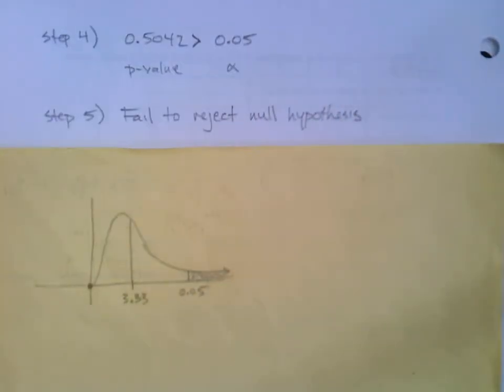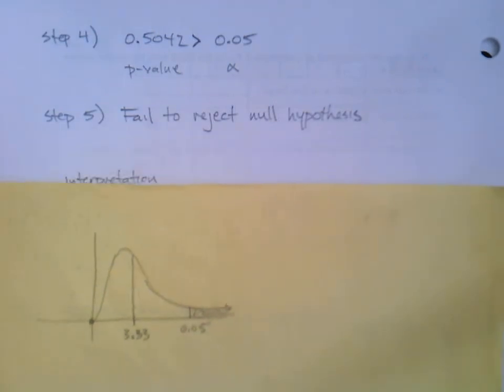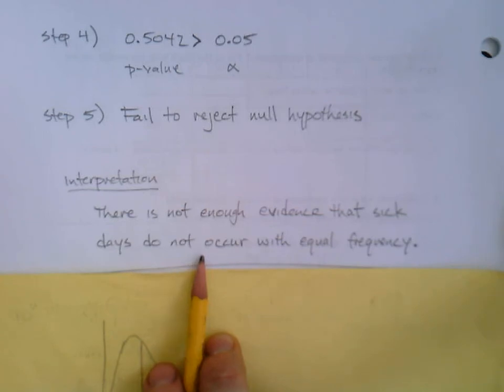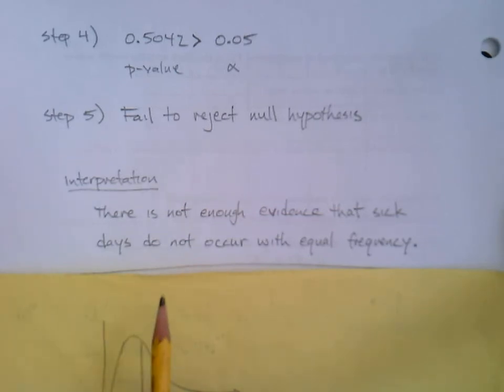And just to give you an interpretation in a sentence, in case you need that, there is not enough evidence that sick days do not occur with equal frequency. That's surprising. You would think that looking at that table, oh wow, Fridays are really heavy, Mondays are really heavy. Turns out we don't have enough evidence that sick days do not occur with equal frequency. We have to just err on the side of the null hypothesis, that everyone's being honest.